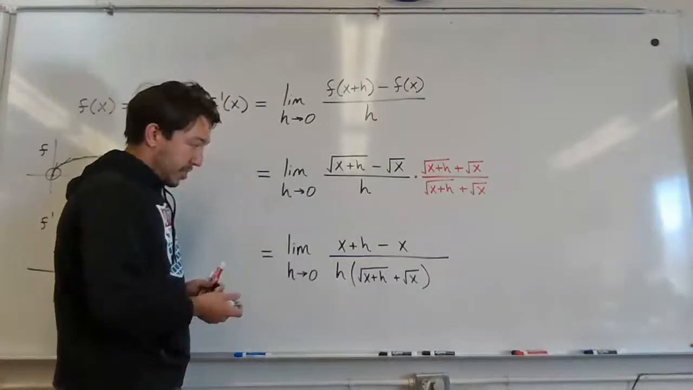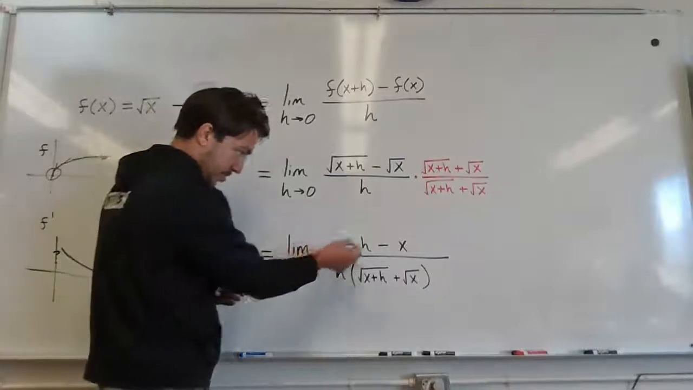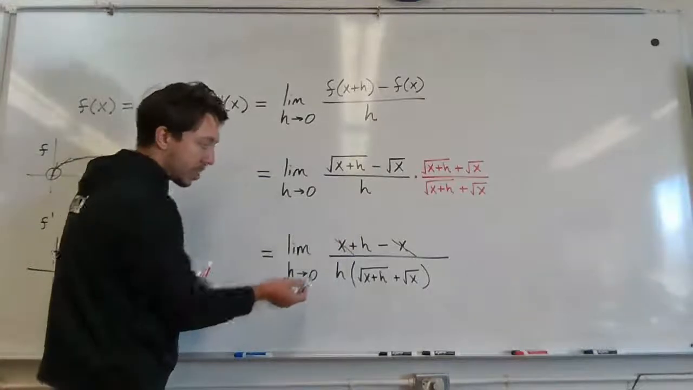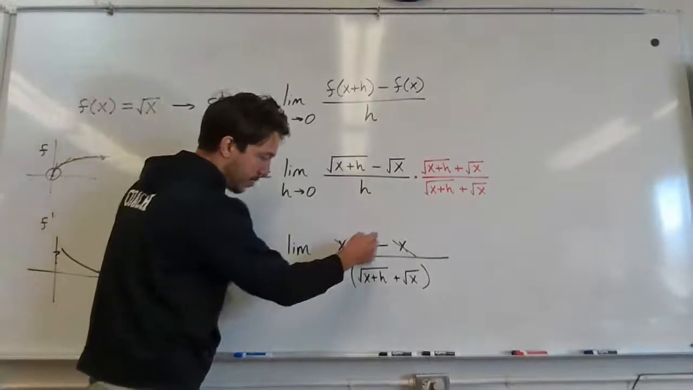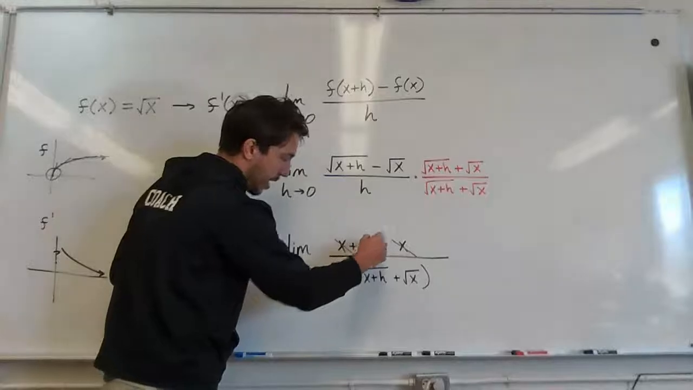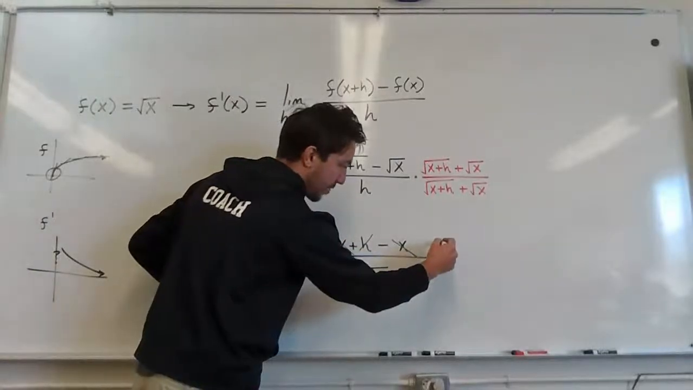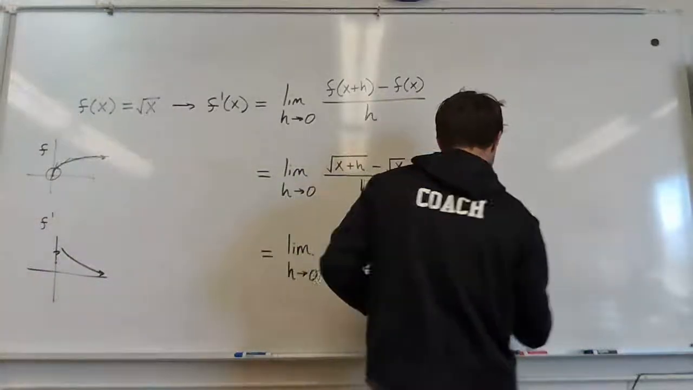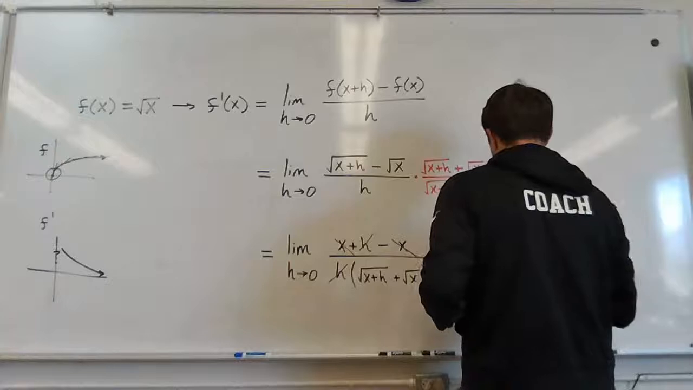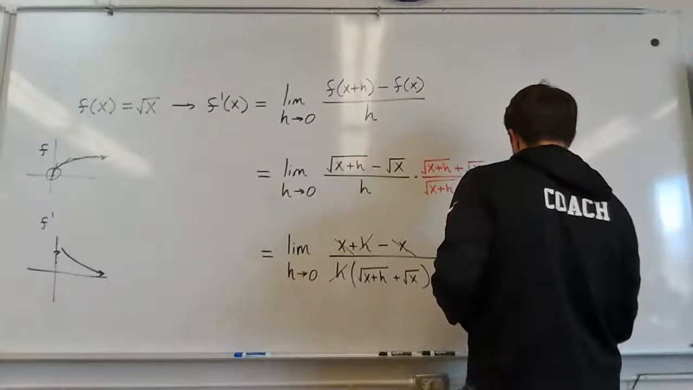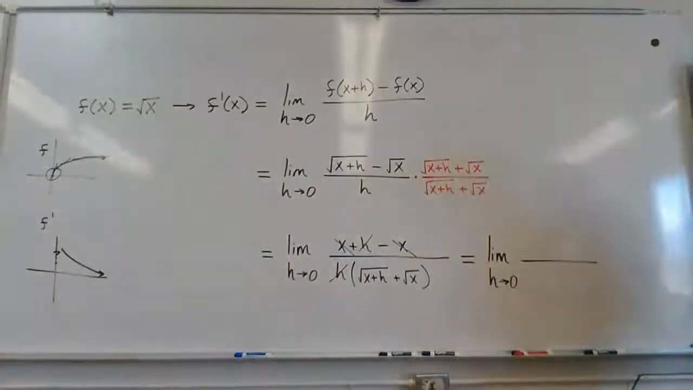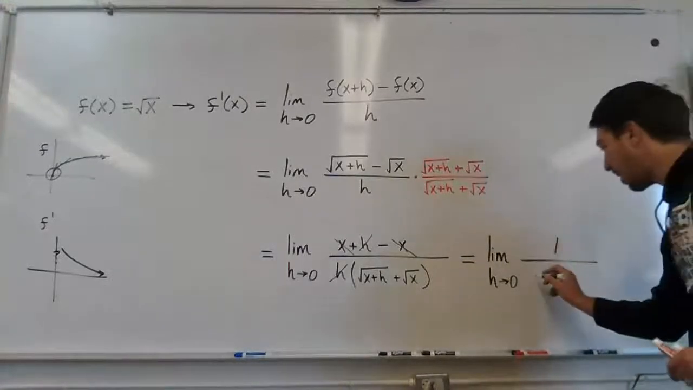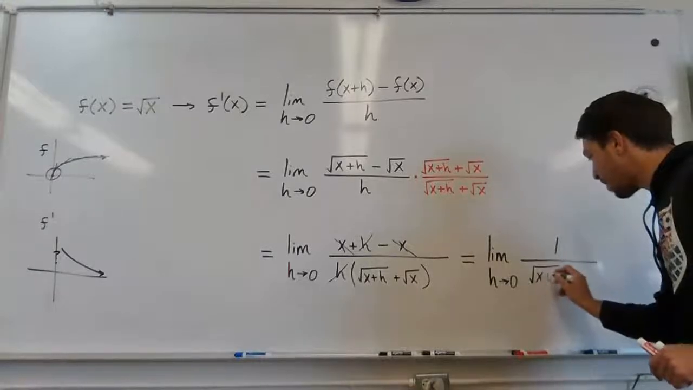And then you rejoice because you say, oh, yes. x minus x is 0. And now I have just h on top. So now I can just be careful when you cancel these out. h divided by h makes 1. So you're kind of left over with a 1 up top. So what's left over on top is a 1, and on bottom we have square root of x plus h.